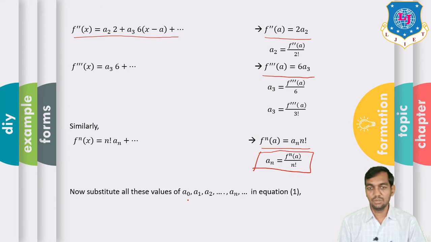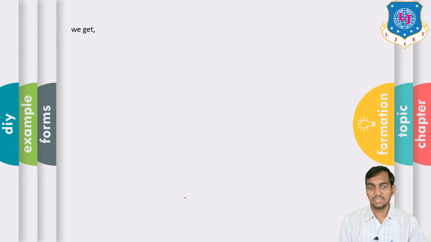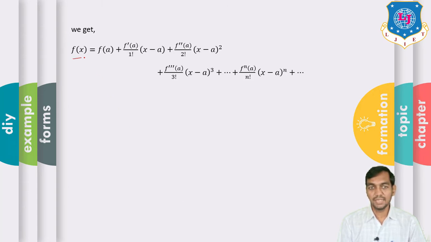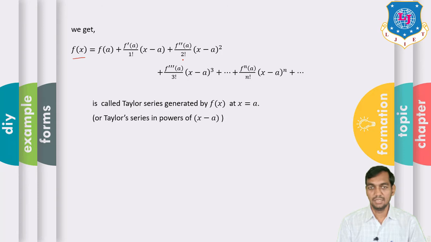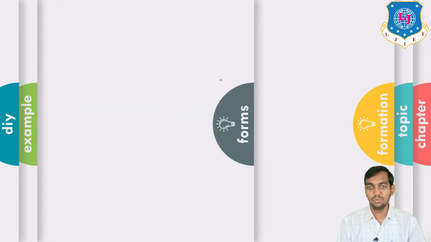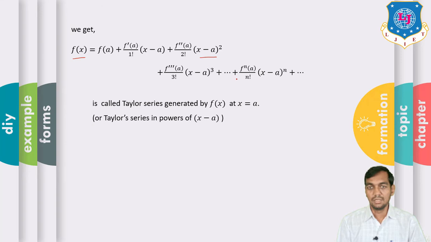We are going to substitute all these values in equation 1, correct? All these values, that means the values of a0, a1, a2 and so on. Done? So if we put all these values in equation 1, we get f(x) is equal to f(a) plus f dash a divided by 1 factorial into (x minus a) plus f double dash a divided by 2 factorial into (x minus a) whole square plus f triple dash of a divided by 3 factorial into (x minus a) whole cube and so on. In general, the term will be f^n of a divided by n factorial into (x minus a) raised to n.